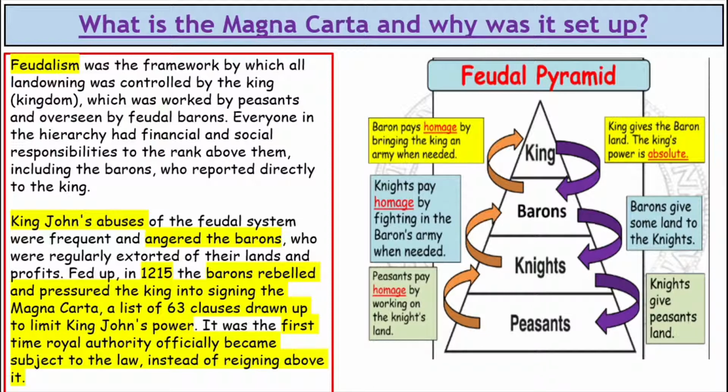In 1215 the barons rebelled and pressured the king into signing a document called the Magna Carta. This was a list of 63 clauses drawn up to limit King John's power. It was the first time royal authority officially became subject to the law instead of reigning above it.